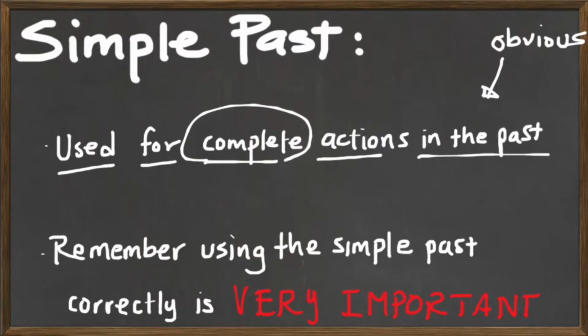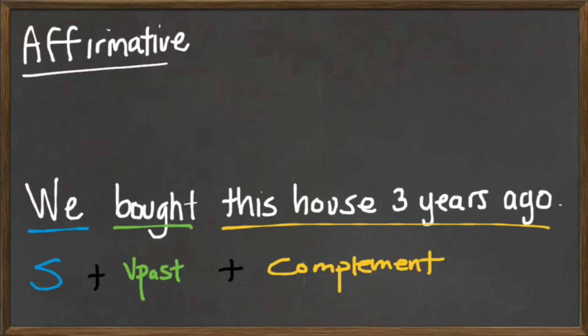Also, remember, using the simple past correctly is very important. If we do not use the simple past, did I say present? Well, anyways, if you don't use the simple past correctly, your English will never be good enough. So don't forget, practice this one a lot. The affirmative has three parts. It's only the subject, the verb in past, and the complement.